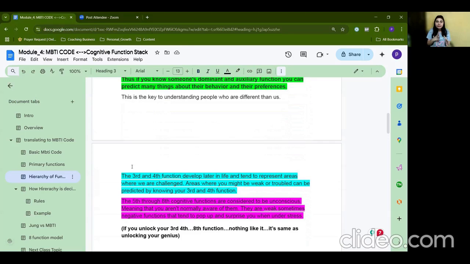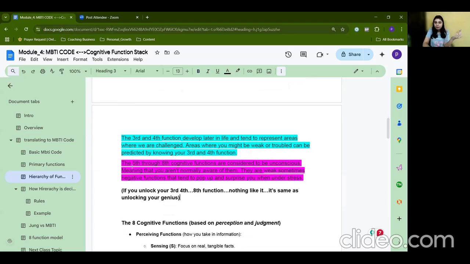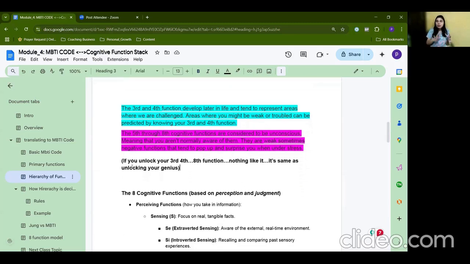They tend to represent the areas where we are challenged, areas where we might be weak or troubled, and they can be predicted by knowing your third and fourth function. We also have fifth and eighth functions. There are a total of 8 functions that we use, but your fifth to eighth functions are unconscious, and you are normally not aware of them. They tend to be very weak, and they tend to pop up and surprise you under stress. But if you are able to unlock third, fourth, and till the 8 functions, there is nothing like it. It's the same as unlocking your genius.